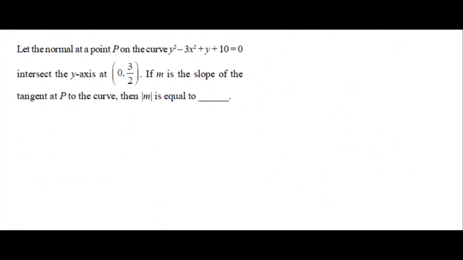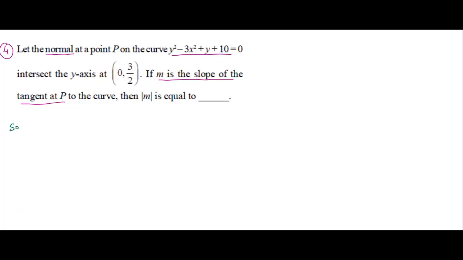Next, second question in numerical value type. Overall, fourth question. Read the question. Let the normal at a point P on the curve intersect the y-axis at (0, 3 by 2). If m is the slope of the tangent at P to the curve, then modulus m is equal to? This is the question. How to do that?